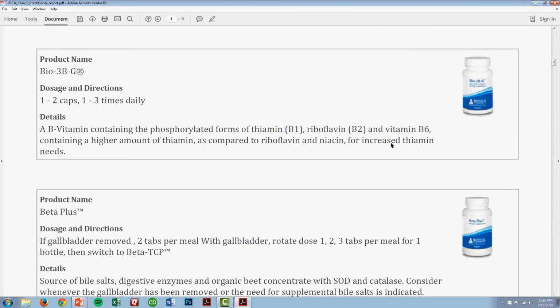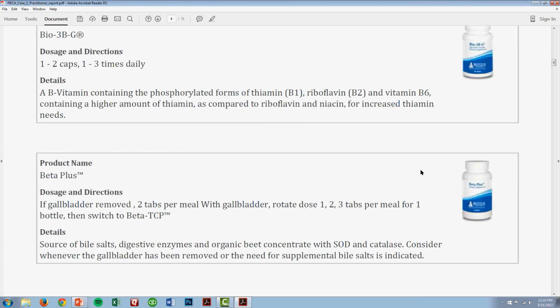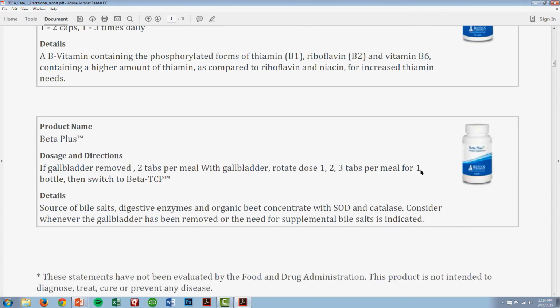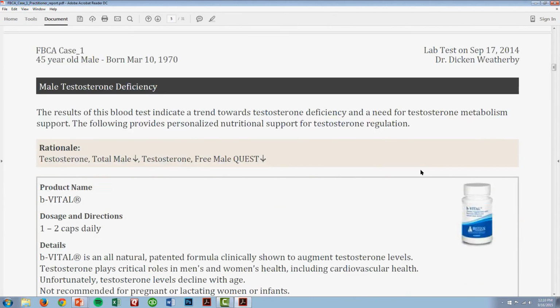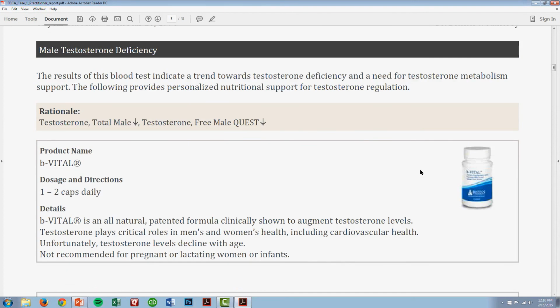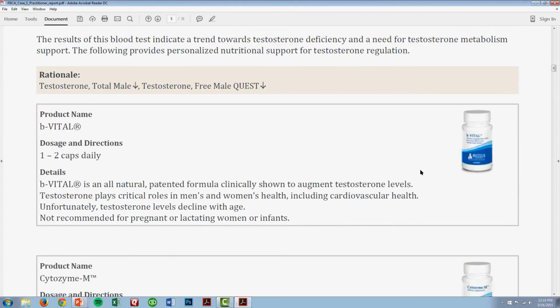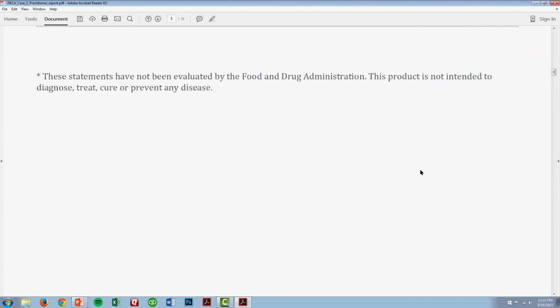I'm using Biotics Research as one of the protocols in this software. Currently there's 10 supplement companies in there, and you can choose which one you want to use. It's giving us the various different nutrient supplements to be used in the protocol. The second condition was male testosterone deficiency. Remember that the allopathic said testosterone levels will look great, but when we get to looking at the blood test results, you can see that that's very, very far from being true. And again, these are some of the protocols from Biotics.